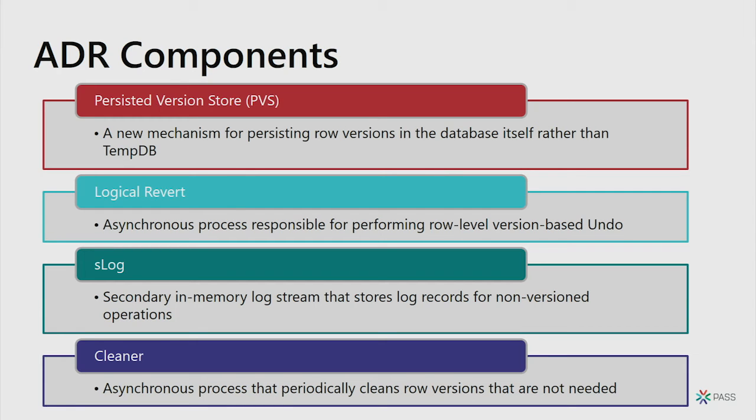Okay, so that means, if you're using one of those Snapshot Isolation levels, you may have to keep row versions around for a while, because if you have open transactions that are using older versions, we can't clean them up. So the cleaner is responsible for going through and cleaning up those row versions that are no longer required.